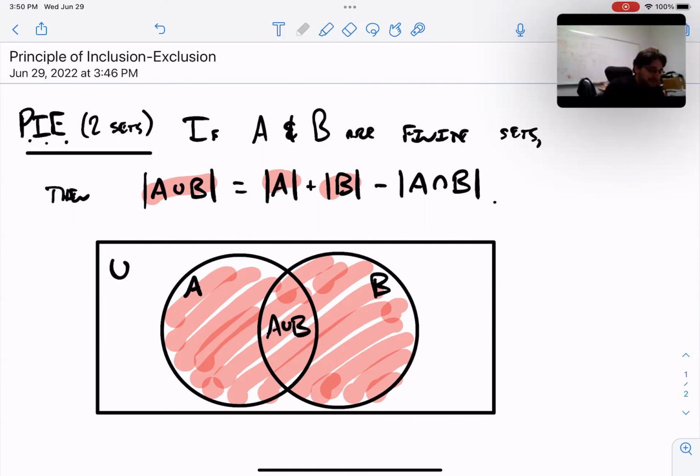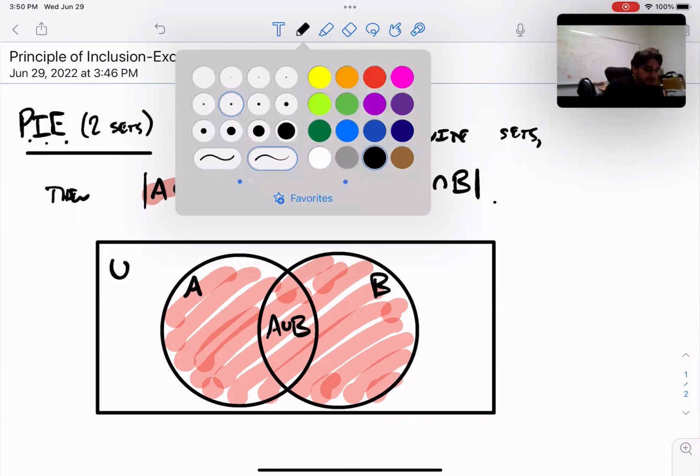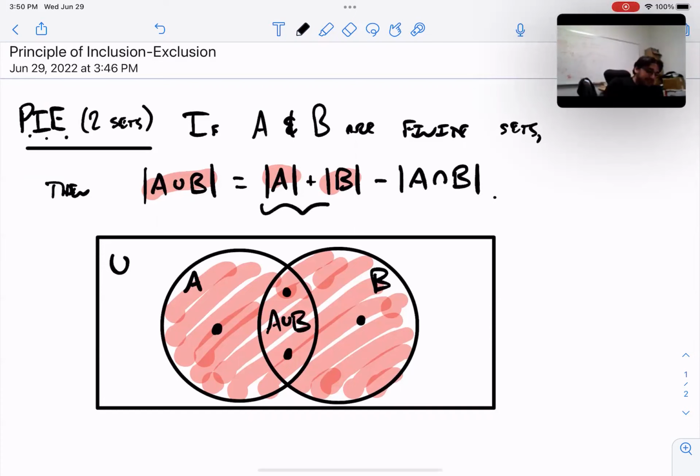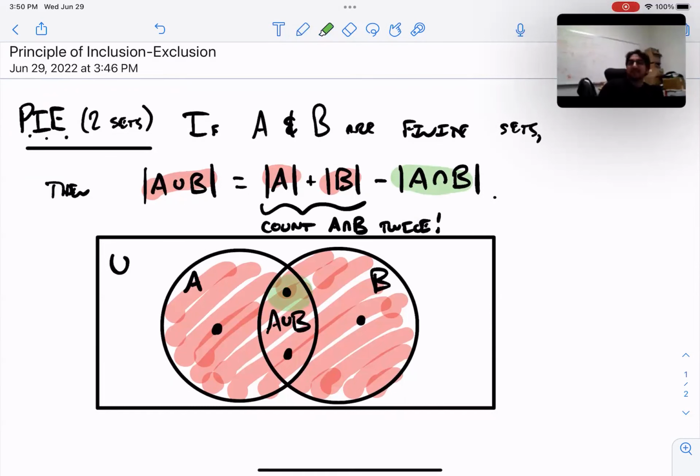What's the issue? If you think about how many times, in this Venn diagram, we have counted each region: A included all the elements here and here, and B included all the elements here and here. So if you just do this, anything in A intersect B got double counted. It would overcount the elements of A intersect B. So what do we do? We then subtract them off, to get rid of one of those dots in A intersect B.